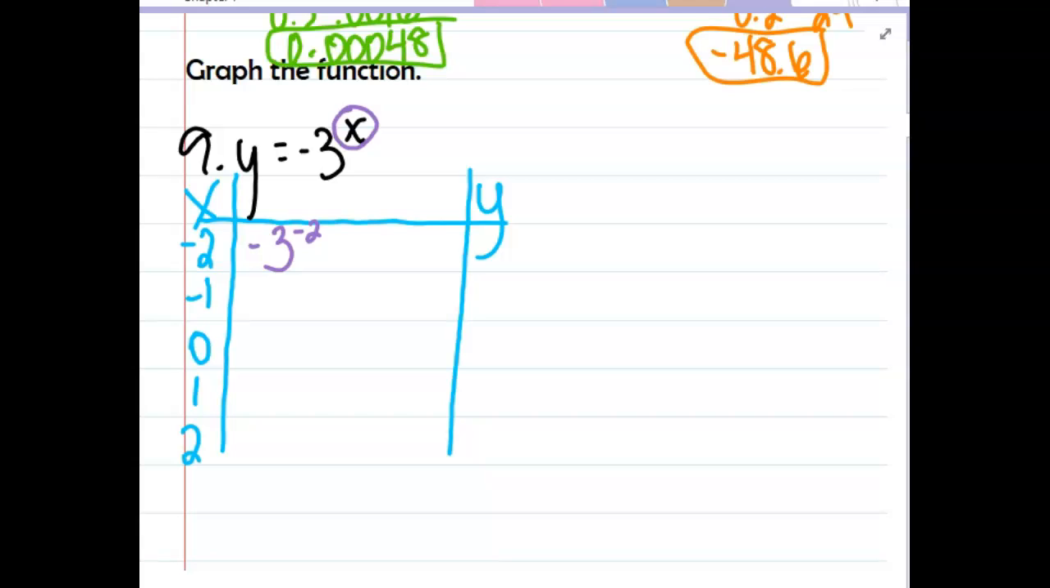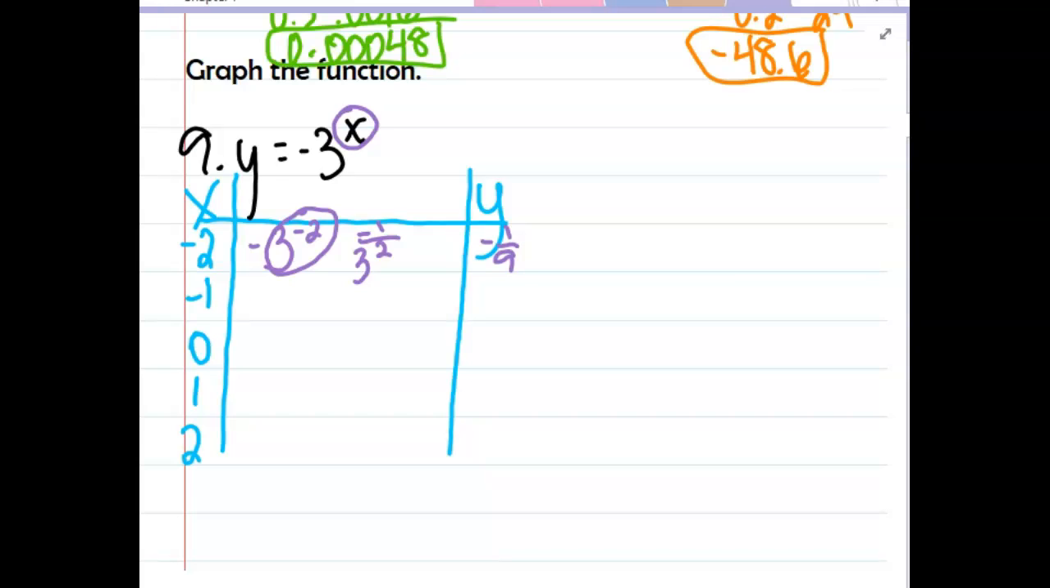Now be really, really careful here, because remember I can evaluate the negative exponent, but also remember that the exponent only applies to the number right underneath it. So in this case, the negative is not included. The negative is going to stay with the 1 in the numerator. You are going to move the 3 to the denominator, and the negative 2 becomes a positive 2. So 3 squared gives me 9, so this is going to be a negative 1/9.